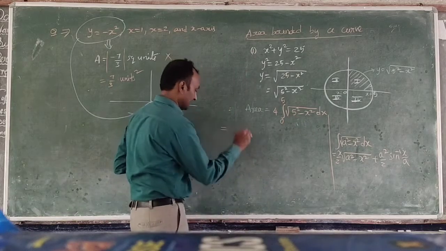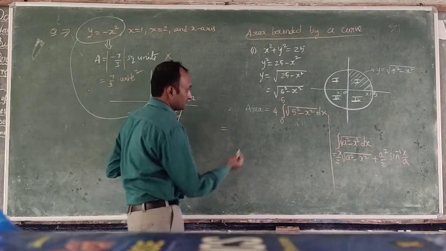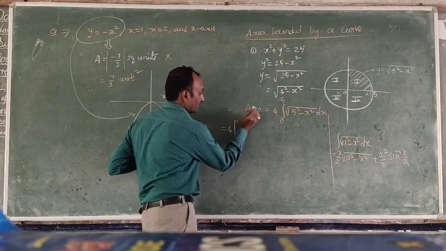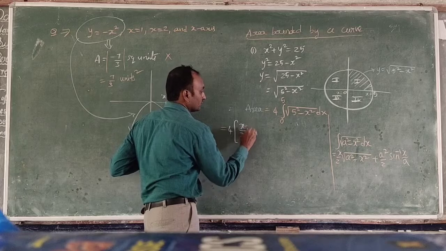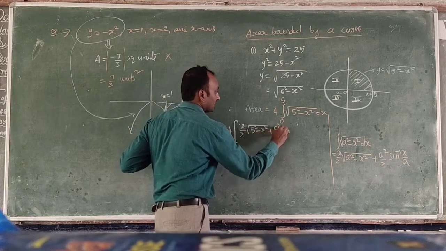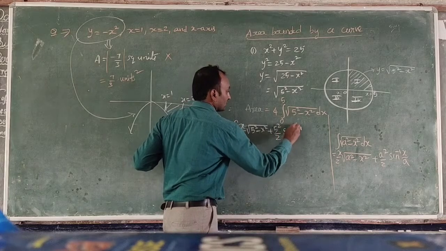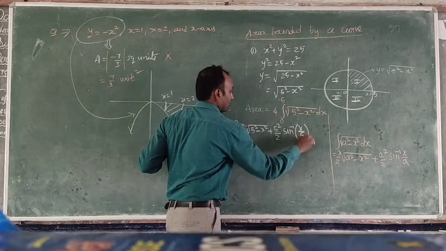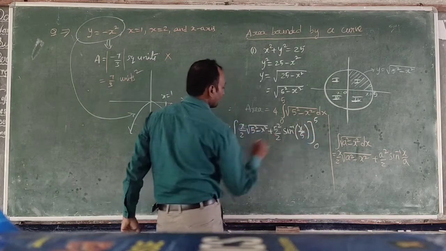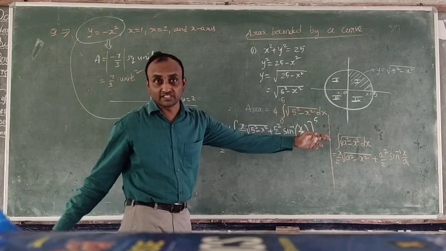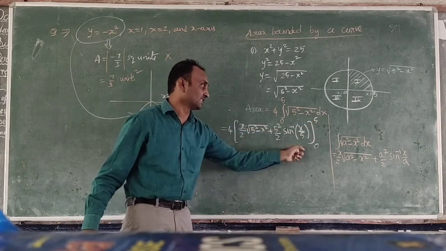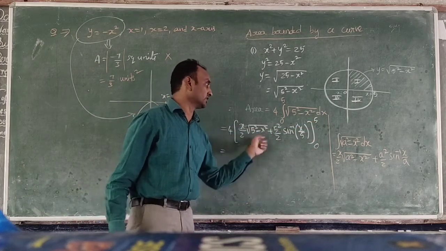So I will get 4 into x by 2 root over 5 square minus x square plus 5 square by 2 sin inverse x by 5, with limits 0 to 5. Substitute the limits. As in the definite integration process, substitute the upper limit first, x equal to 5, then minus x equal to 0.